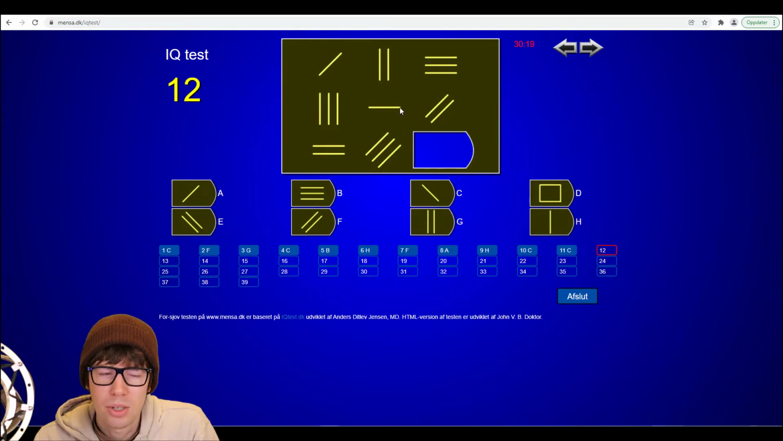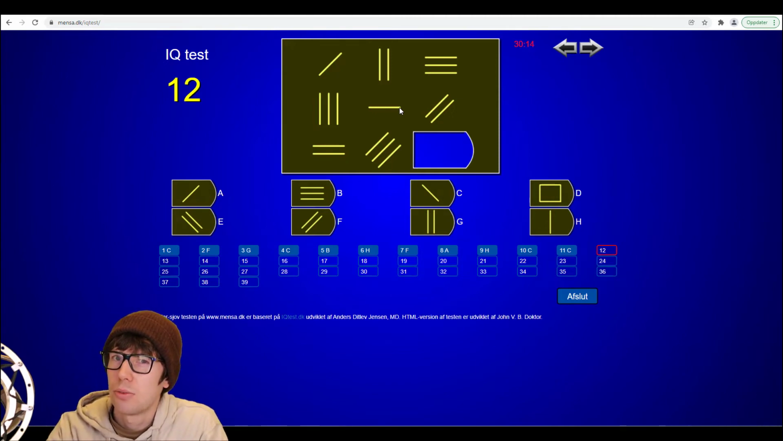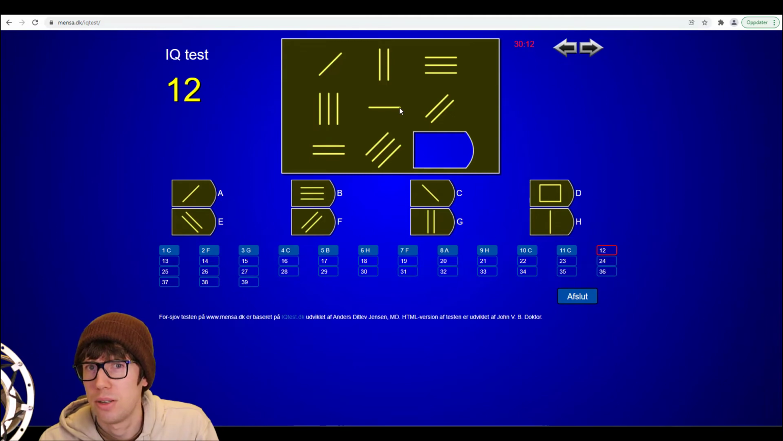Here we are back to a Sudoku rule again, but this time it's a little bit more complicated. The first time we saw it, we had the circle, square, and triangle.